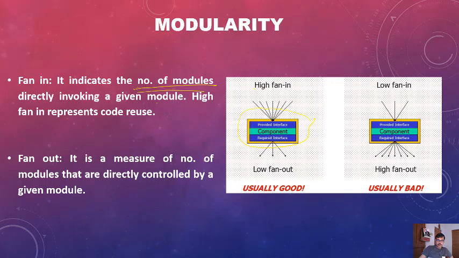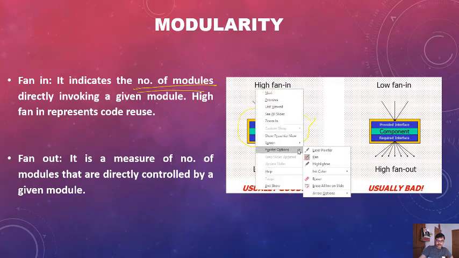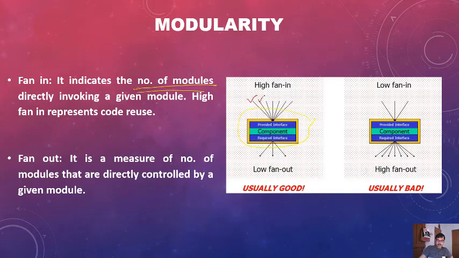And these are the modules: 1, 2, 3, 4, 5, 6, 7. These 7 modules directly invoke this module. This is called fan in. The fan in of this module is 7. That means we are reusing the code of this module; these 7 modules reuse the code of this module.